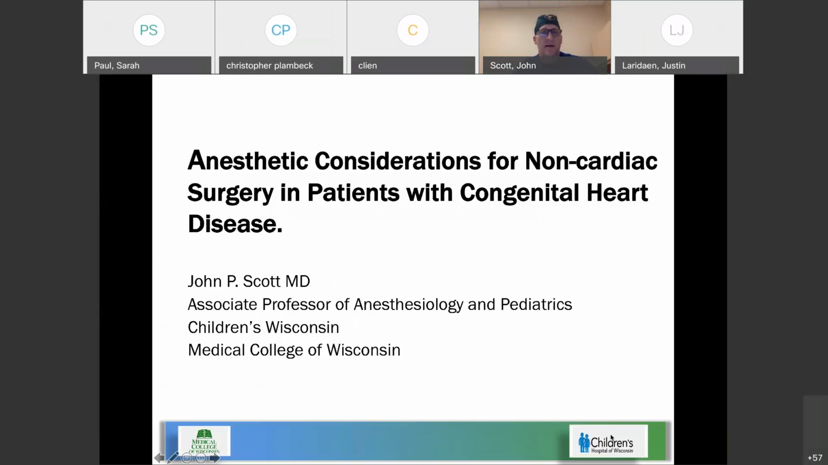My name is Jake Scott. I'm one of the pediatric anesthesiologists at Children's. I spend most of my time working in the heart room, both in the operating room and in the ICU. Today I'm going to be presenting anesthetic considerations for non-cardiac surgery in patients with congenital heart disease.